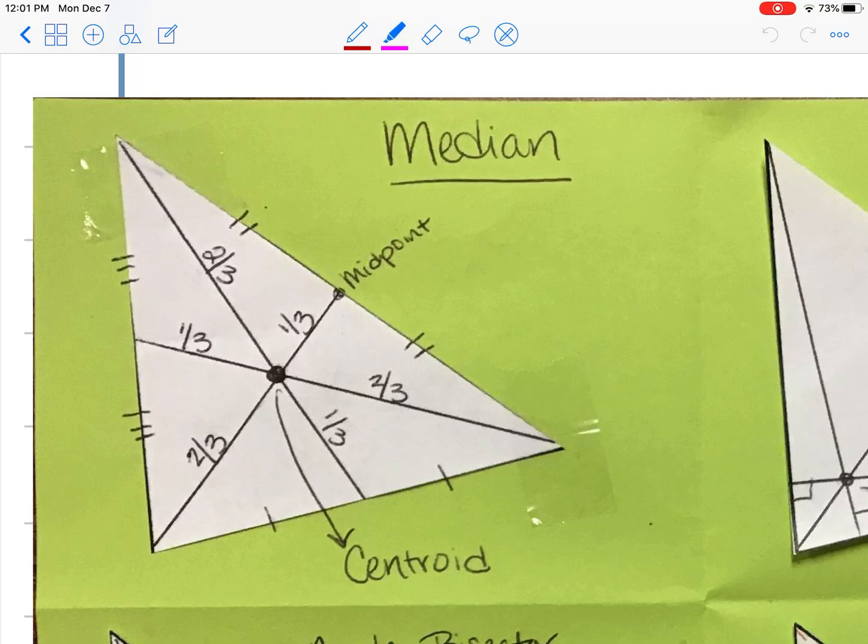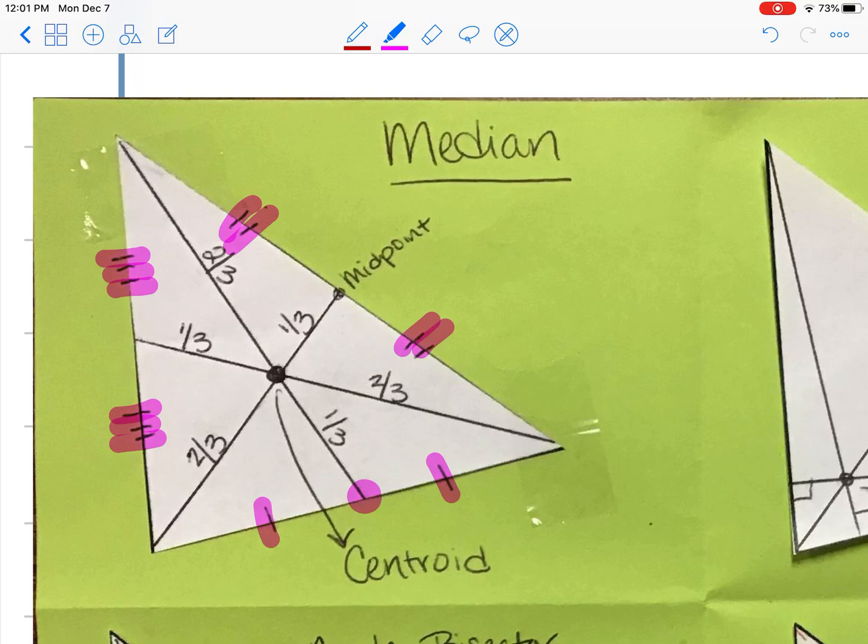When we hear the word median, typically we think of the word middle. And so that's what we do. We first find the midpoint, where I highlighted in purple, and then we connect it to the opposite vertex. And what happens is it bisects each side, so that each side is cut into 2 equal parts. Okay, so that's what a median does.